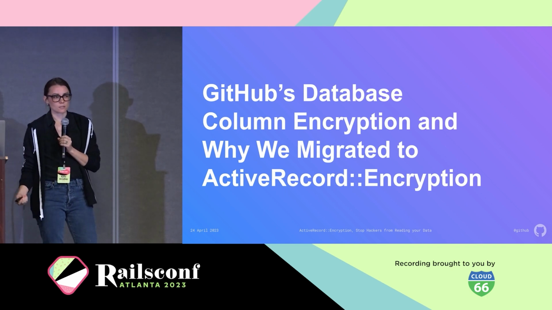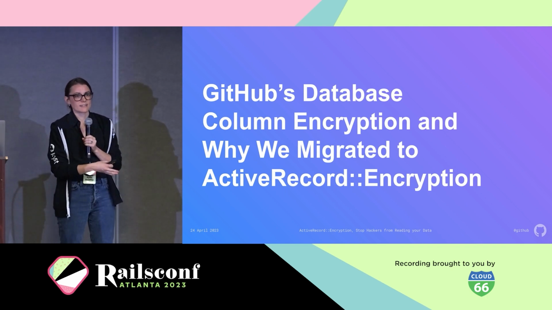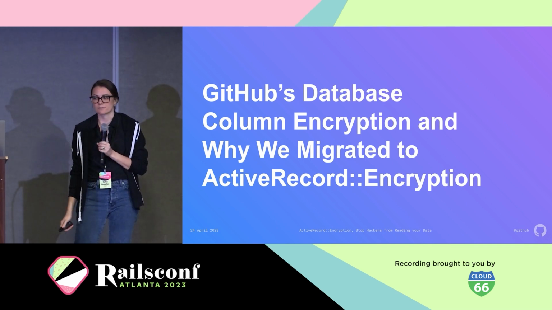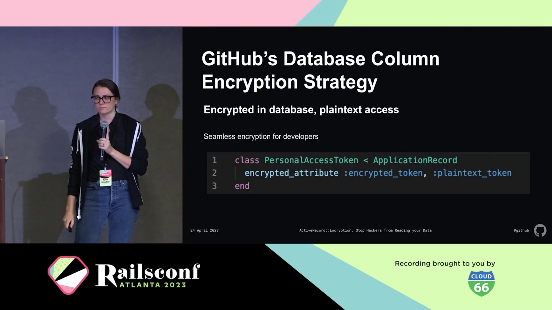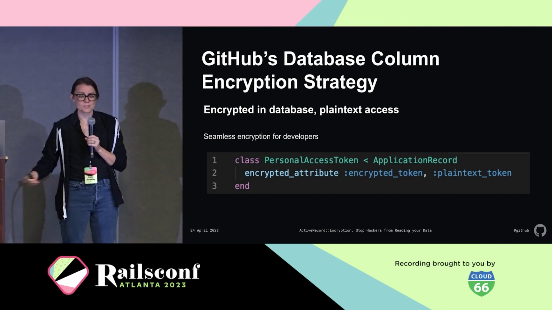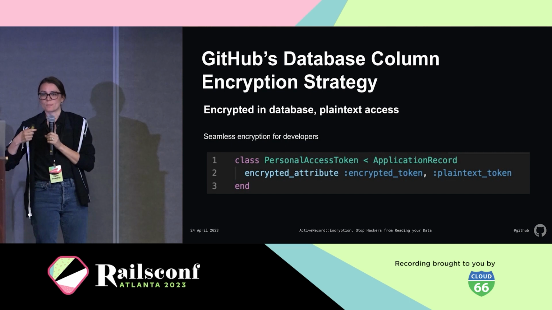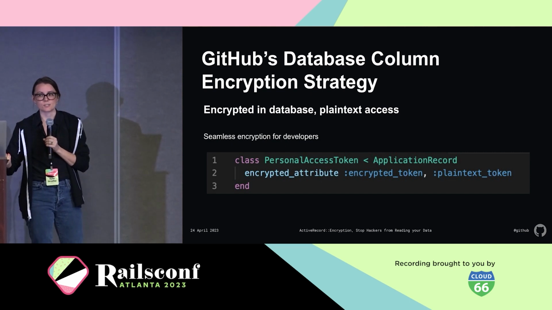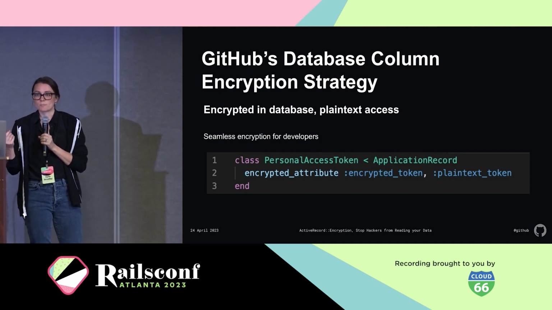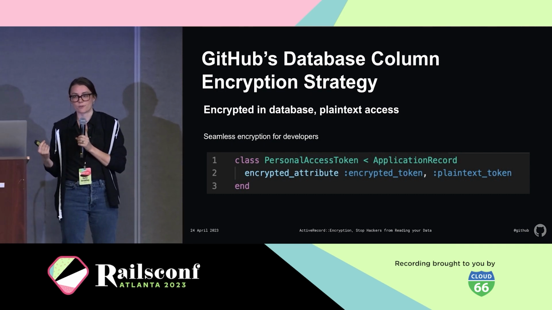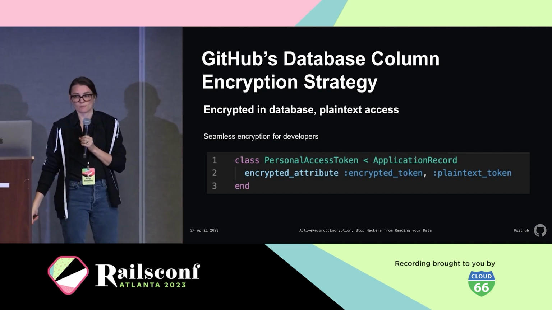So now we'll talk a little bit about that existing encryption strategy that we had in place and why we chose to migrate to ActiveRecord encryption. We had this really nice system in place when I first started working at GitHub. This implementation is pretty easy to use. Basically, developers just need to indicate the name of the database column where they want to store their encrypted value. So here that's called encrypted token.